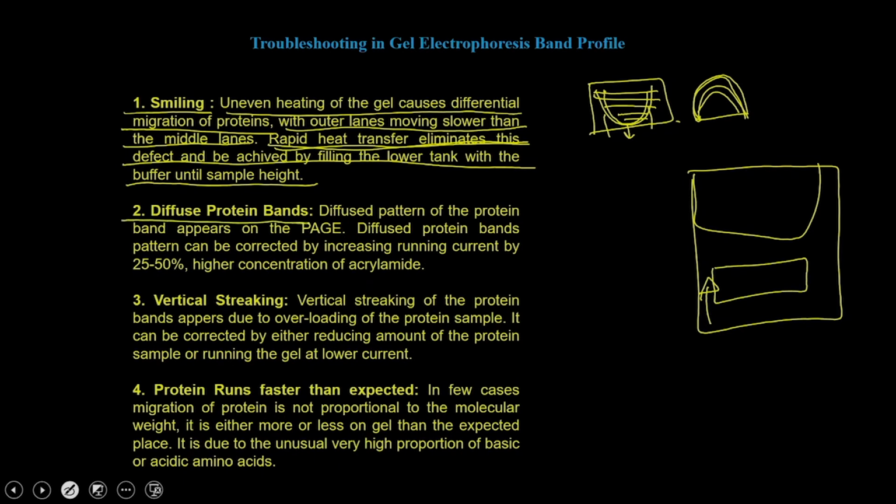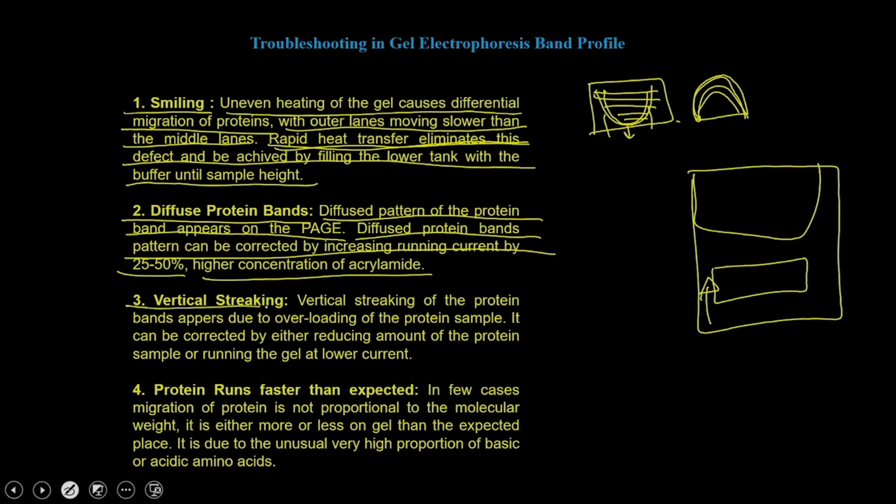Then you have the diffuse protein bands. Diffuse protein bands appear on the page. This pattern can be corrected by increasing the running current by 25 to 50%, or by using a higher concentration of acrylamide.